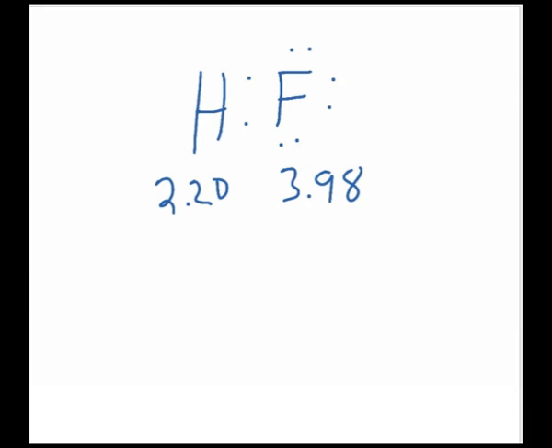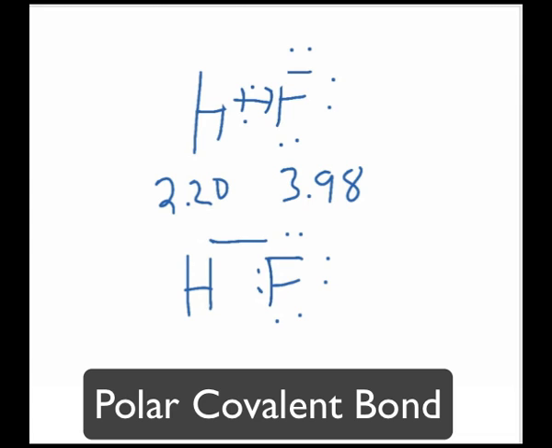Fluorine is pulling much harder on those electrons than hydrogen is, so these electrons will tend to go towards the fluorine, which means if we draw this, that we have a hydrogen, we have a fluorine, and in truth, the electrons are much closer to the fluorine than the hydrogen. This is called a polar bond. We say that the electrons are more towards the fluorine, and the fluorine has a partial negative charge.